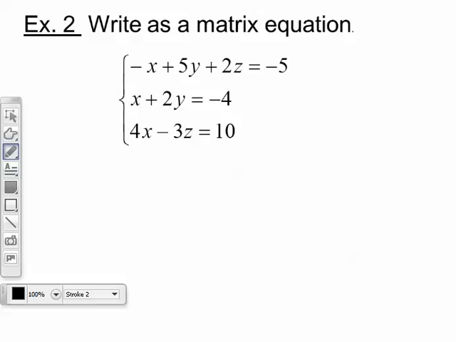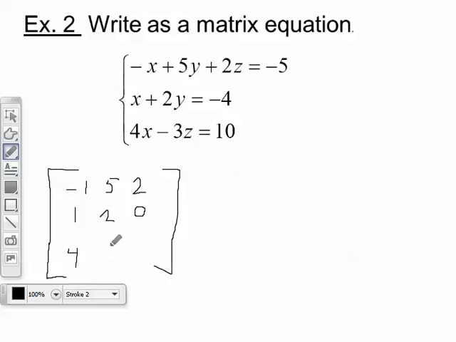3 equations, 3 unknowns. Can we write that one as matrix math? Yes, we can. Okay? Negative 1, 5, and 2. Okay, I got the coefficients of the first equation there. I'll get the second equation while I'm here. 1, 2, and wait a second, there's no z. That means it must be a 0. How about the third equation? 4, there is no y, it's a 0, and a minus 3.